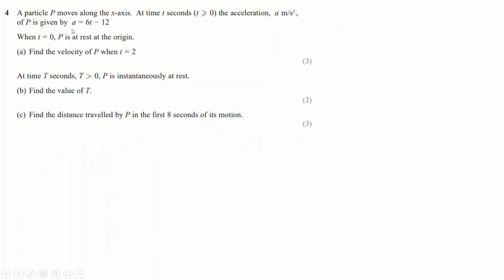Question number 4. So I always think of this as a ladder. This is classic mechanics A-level. You've got displacement, velocity, then acceleration going down. Displacement, velocity, acceleration. You differentiate to go downwards, you integrate to go upwards.